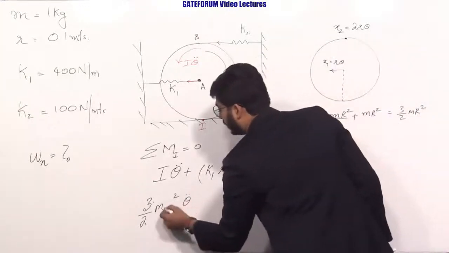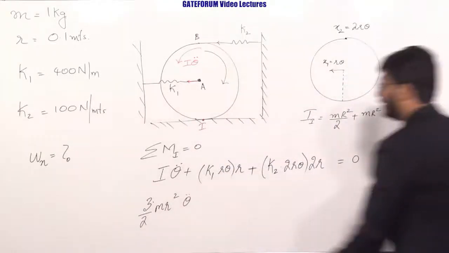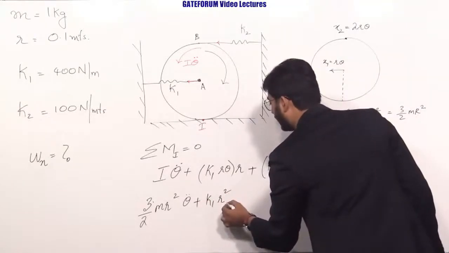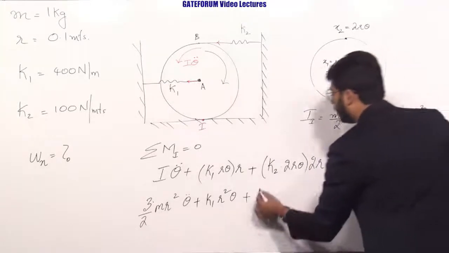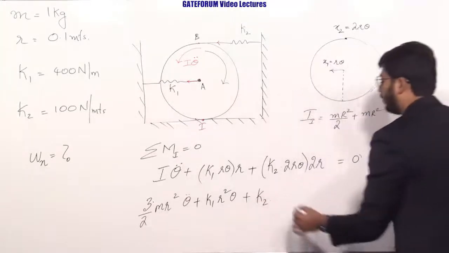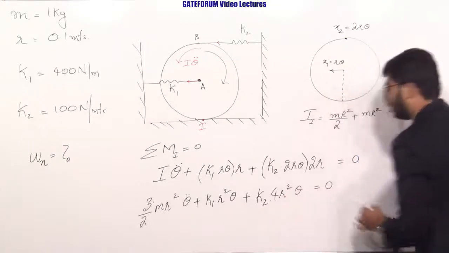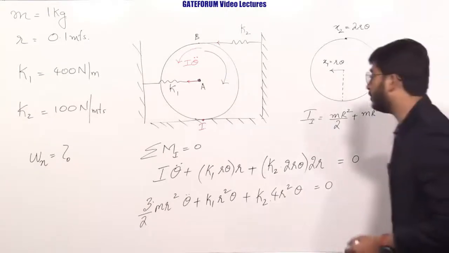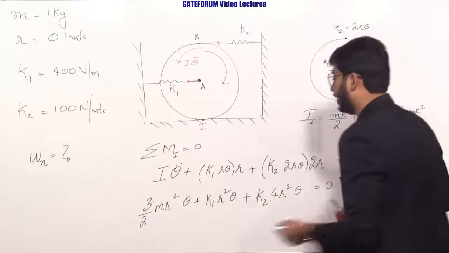Okay, we'll write r in lowercase: 3 by 2 times mr square theta double dot, and next will be K1 into r square theta plus K2 into 4r square theta equal to 0.